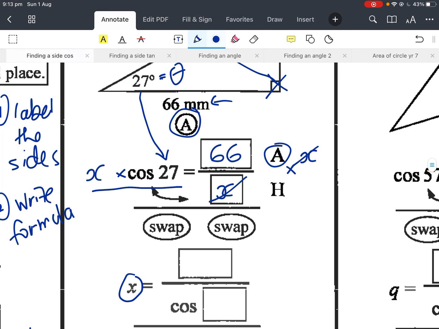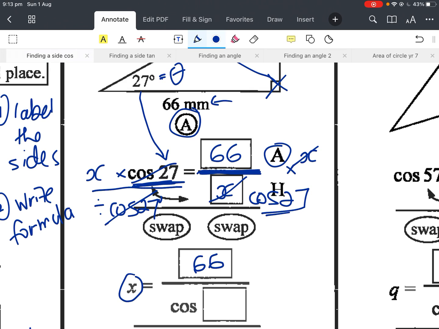So we need to use our knowledge of equations to get rid of this cos 27. What's the opposite of timesing? Hopefully you said dividing. Good. So that means I have to divide both sides by cos 27. Now don't forget, fraction line here, that means the same as divide, doesn't it? So really what I've done is I've crossed off these two cos's and I've moved the cos 27 over here. So if I rewrite it down here now, I write 66 down here and cos 27 now goes on the bottom.